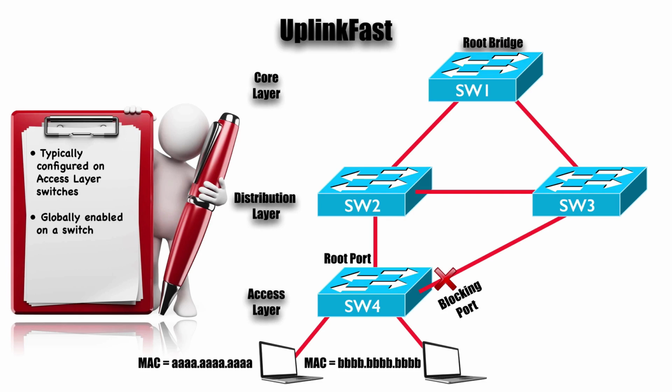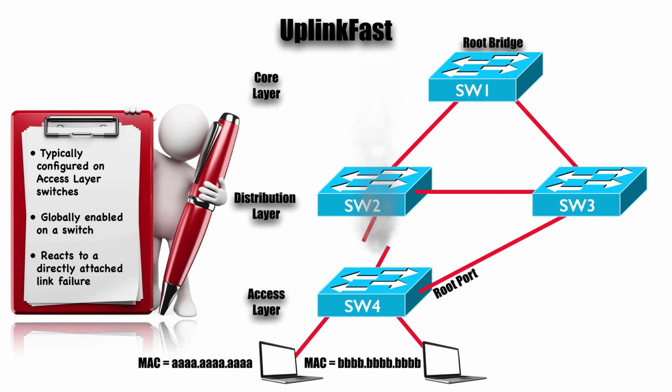Uplink fast can help us reduce convergence time if we have a direct link failure. Let's say that we have a link failure between SW2 and SW4. That link goes down. And when that happens, this port that had been blocking, we know that it was blocking because it's another way to get back to the root. So SW4 almost immediately transitions that to a root port. And now SW4 knows how to get back to the root bridge.